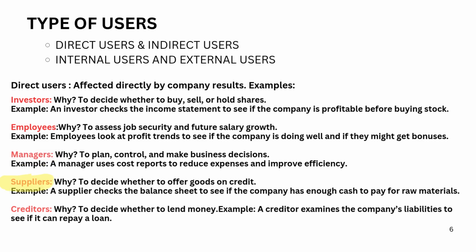Suppliers. They need to decide, should we give goods on credit? So they check the balance sheet to see if the company has enough cash to pay for goods. Creditors, like banks or lenders, they ask, can this company repay the loan? They check the liabilities section to make that decision.